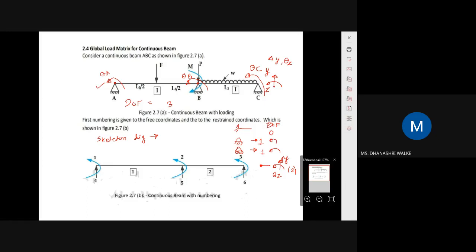Okay. So freedom code or free coordinate. Freedom code means where displacement is possible. Restraint code means where no displacement is possible. Okay. So at the hinge support A, only displacement along Z direction will be possible. Okay. So here you can see this skeleton diagram where I have shown the element number. There are two members. Okay. So here I have considered AB as element 1 and BC as element 2.